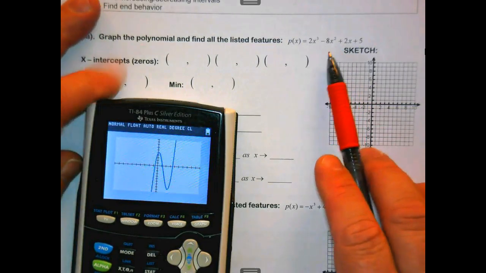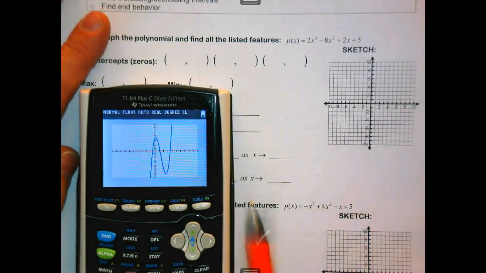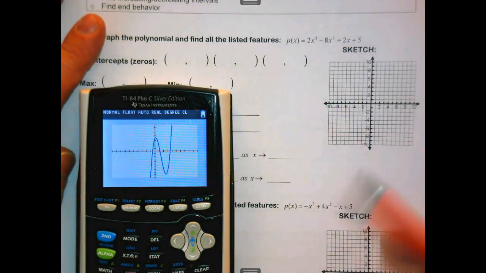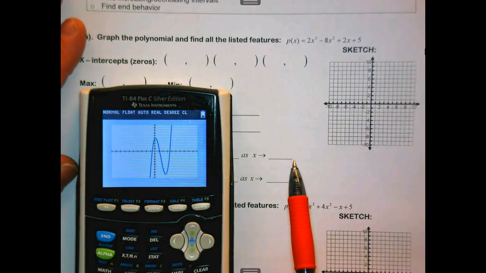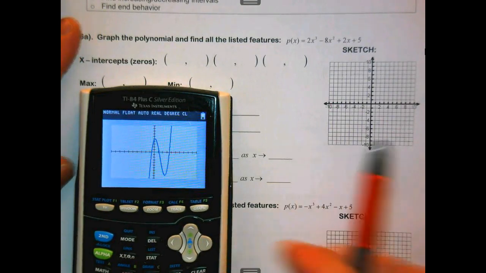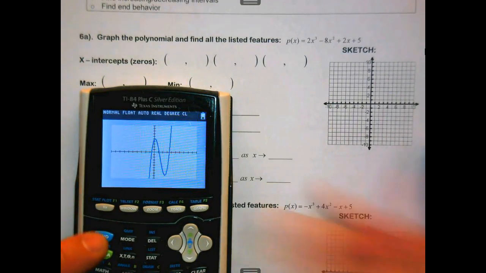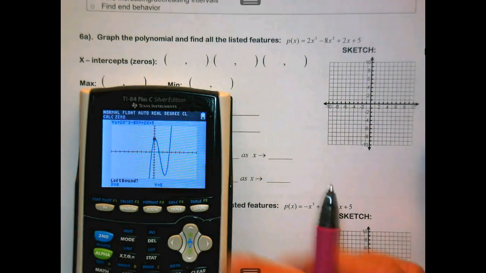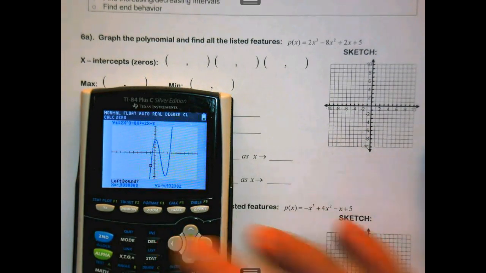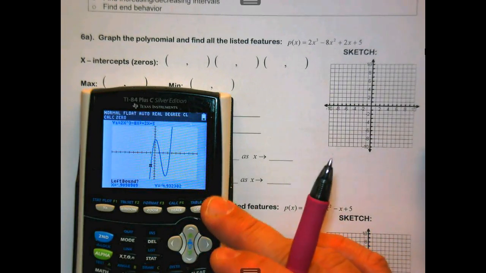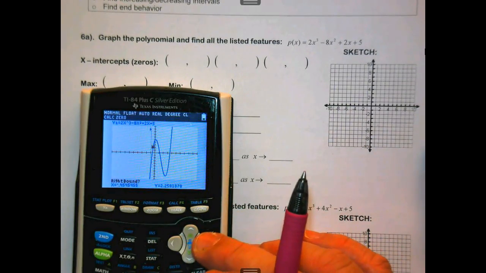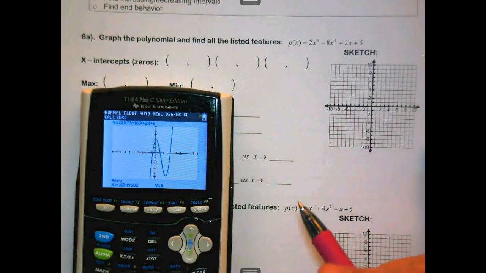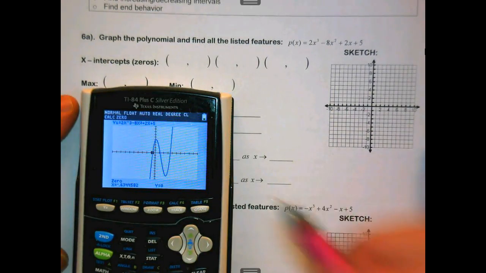Okay, my zeros. Unfortunately here, my zeros are going to be decimals or fractions. So for each one of these, I'm going to have to use the second trace button. Second trace to calculate our zeros. Well, the first one, get to the left of it, enter, go above the x-axis for the right bound, hit enter, enter again, and I get -0.6.